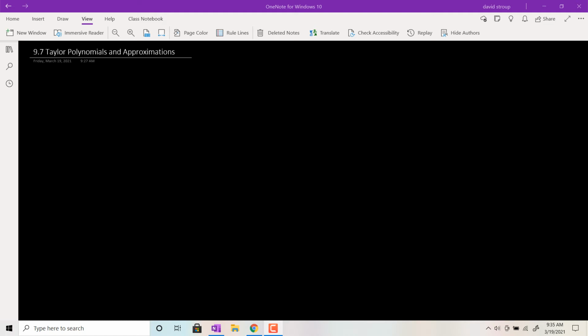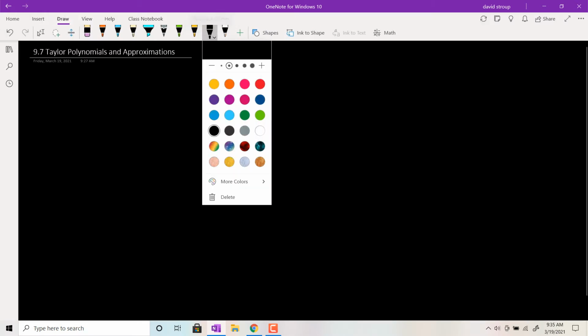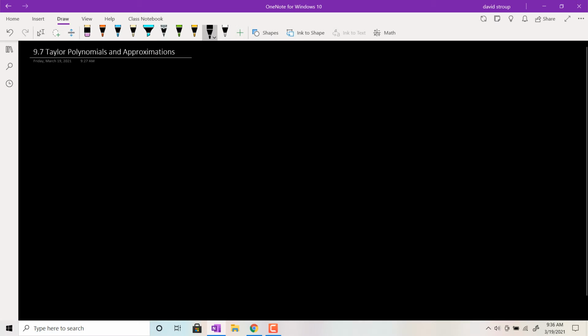Okay, hey, welcome back. This is now 9.7, and we're going to start connecting functions to polynomials. Recall, ultimately, our goal here is to show that you can take sequences of polynomials and show that if you take the limit of those polynomials, they converge to functions.